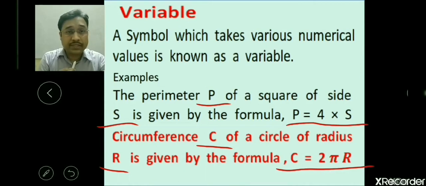In decimal we generally represent pi by 3.14, and in fraction we generally represent it by 22 by 7. Okay, so 2 into pi into r. Here r is a variable in which we can assign any value, and c is also a variable, the circumference. C is the circumference, which depends upon the radius. If the radius changes, then correspondingly the circumference will also change.